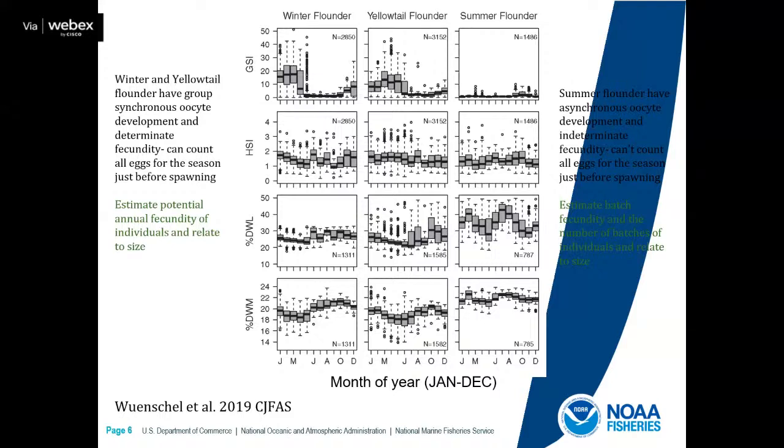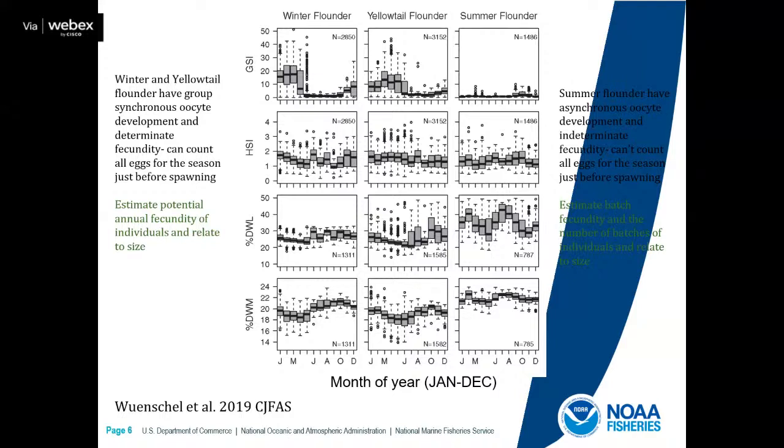So the two species on the left, winter flounder and yellowtail, have an oocyte pattern of development that allows us to count all the eggs that are going to be spawned in a given year at one time before they spawn. This makes measuring fecundity somewhat easier. If we get samples at the right time of year, we can count everything essentially and estimate how many eggs they're going to release.